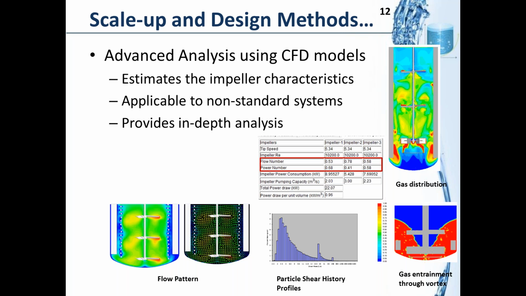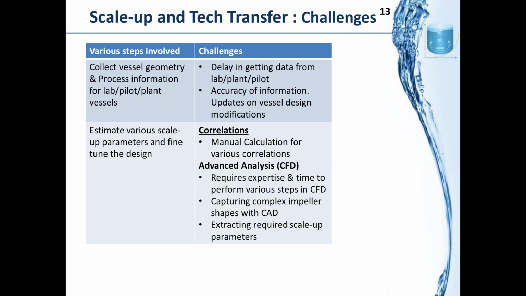Now let's look at what are the typical challenges a process engineer will face when trying to do a scale-up or a tech transfer analysis. So the first step typically involved in all the scale-up or tech transfer is to collect the data in terms of the vessel dimensions, vessel geometry information, and the process information in terms of what is the viscosity of the fluid, what is the density, what is the operating RPM. The process engineer has to collect this data from the lab or the plant team, and many times the challenge typically faced in this step is that we get delayed information, so there is a delay in getting this information from the lab or the plant team.